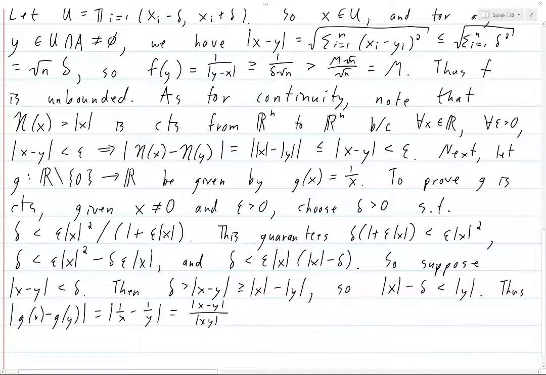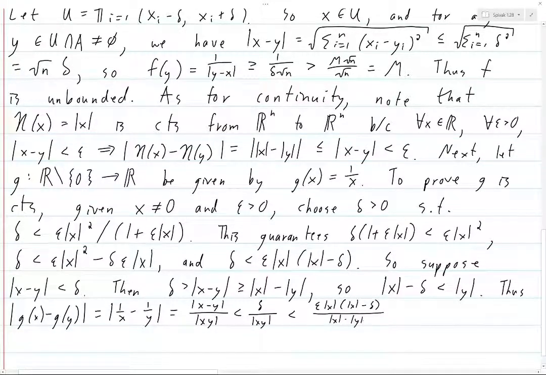And the distance between x and y, oh no, do I have an inequality in the wrong direction? No, okay, thank God, okay. So the distance between x and y is less than delta. And on the bottom, we have x, y. And what did we prove earlier? We proved that delta is less than epsilon times the norm of x times the quantity norm of x minus delta. So this is going to be less than epsilon times the norm of x times the norm of x minus delta, and then we divide by the norm of x times the norm of y.